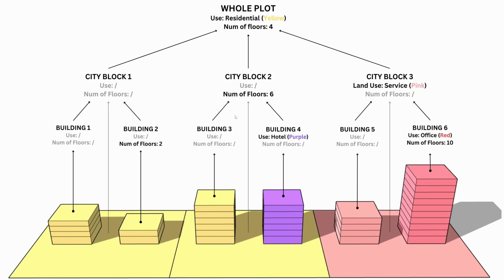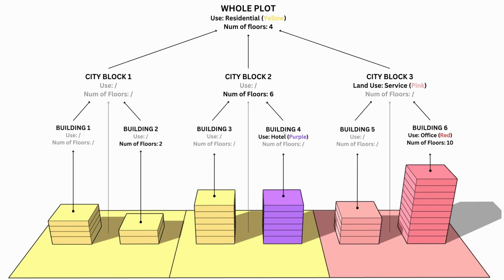All parameters set at the whole plot level will become the default parameters, which will apply to the whole model, such as the city blocks and buildings. Below the whole plot is the city block level, where parameters set here will overwrite the parameters set by the whole plot, and it will change all buildings that are located on it. The bottom level are buildings, where the parameters set at the building level will only apply to the specific building.